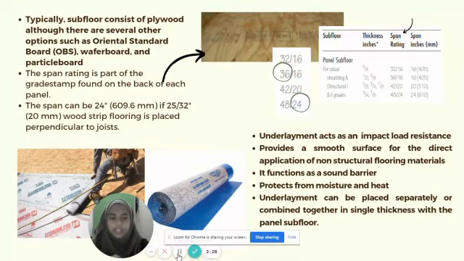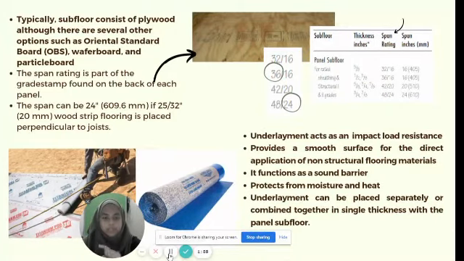What is an underlayment after all? It acts as an impact load resistance. It provides a smooth surface for the direct application of non-structural flooring materials. So when we want to put floor finishes, we need to have underlayment. It functions as a sound barrier, so it really helps reduce the noise, and protects us from moisture and heat. Underlayment can be placed separately or combined together in a single thickness with the panel subfloor.